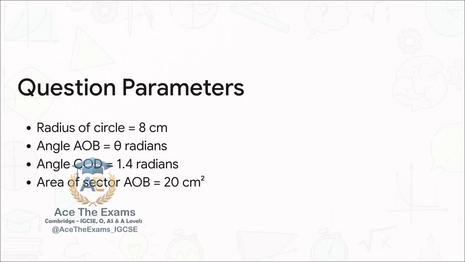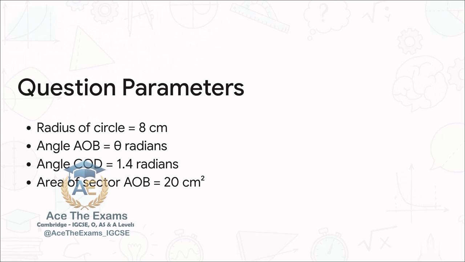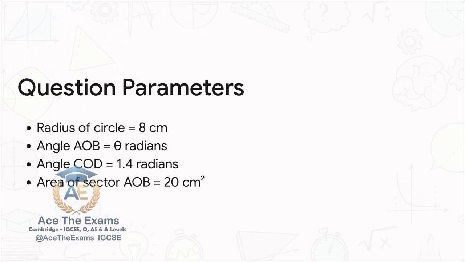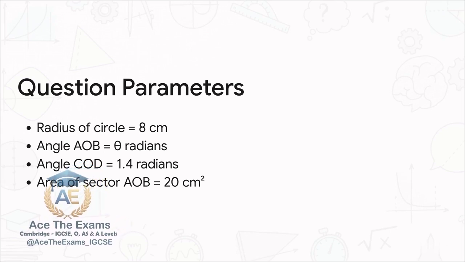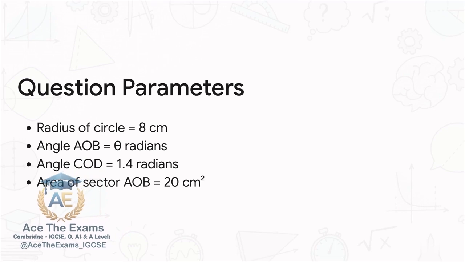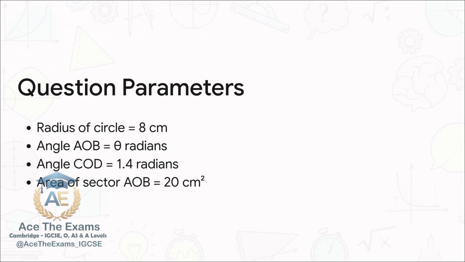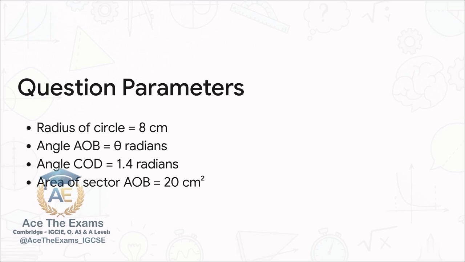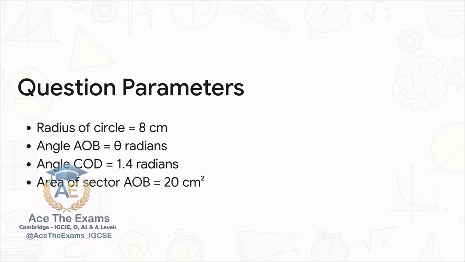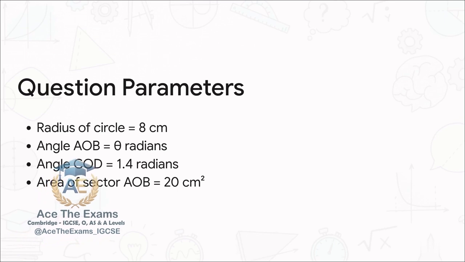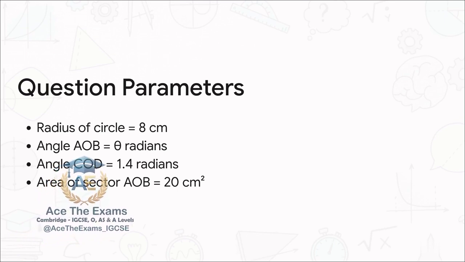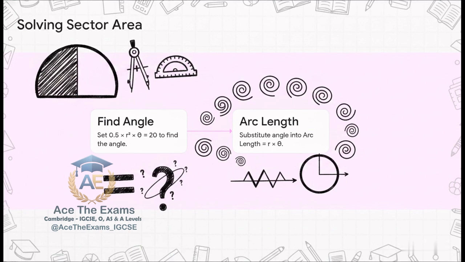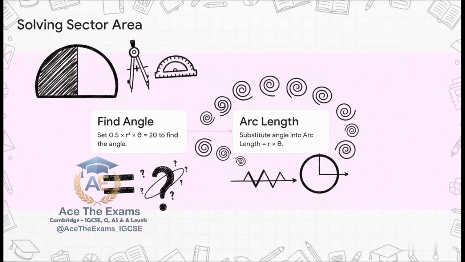I always recommend listing out the parameters before you start any heavy lifting. We have a radius of 8 centimeters. Angle AOB is an unknown, theta radians. Angle COD is 1.4 radians. And crucially, the area of sector AOB is given as 20 square centimeters. By organizing the raw data like this, you can clearly see all the puzzle pieces before you even try to assemble them. From there, the execution is incredibly simple.